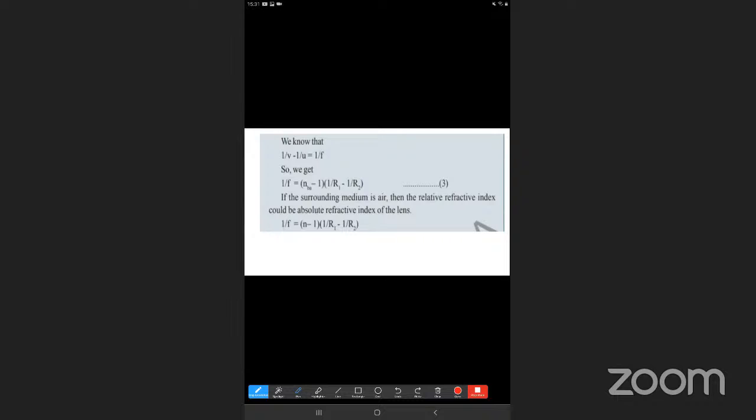So if the surrounding medium is A, then the relative refractive index would be the absolute refractive index of the lens when the surrounding medium is A. So 1 by F equals (n minus 1) into (1 by R1 minus 1 by R2). Right? So that is about the lens maker's formula.